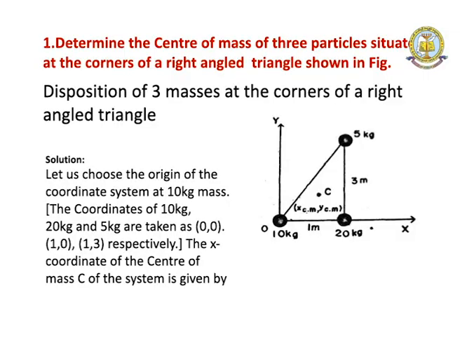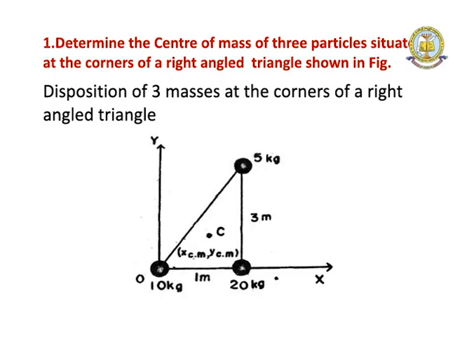And similarly, one model problem using this formula: determine the center of mass of three particles situated at the corners of a right-angled triangle as shown in this figure. So this is one model of this problem. We take three masses, m1, m2, m3, where m1 is 10 kg, m2 is 20 kg and m3 is 5 kg. The distances are 1 meter and 3 meters.